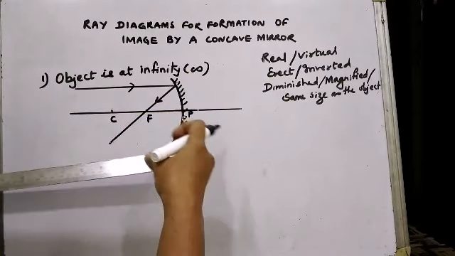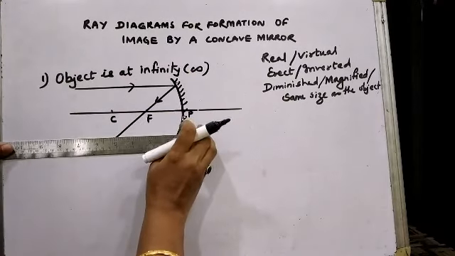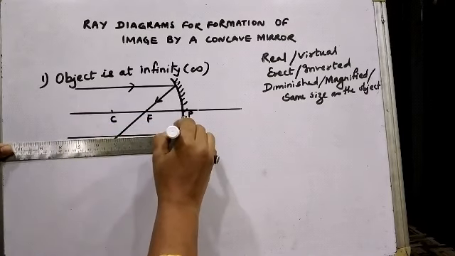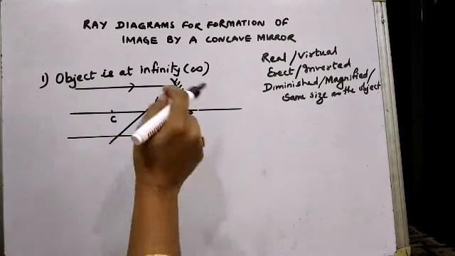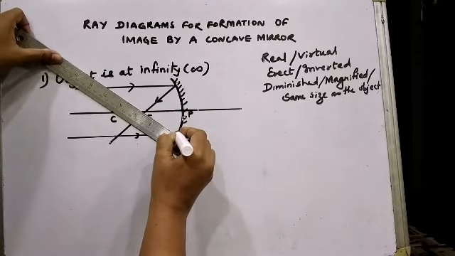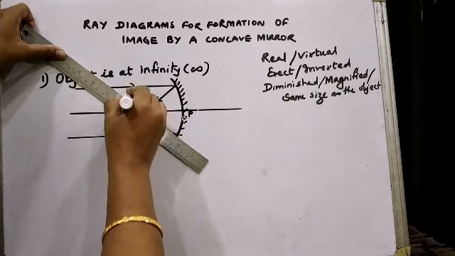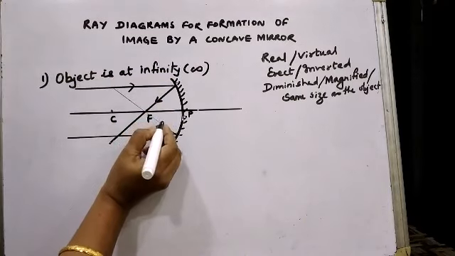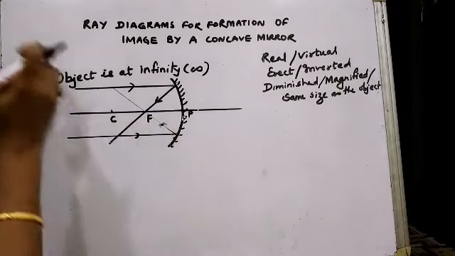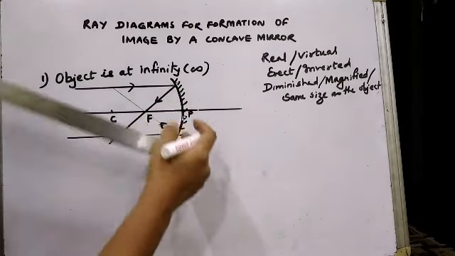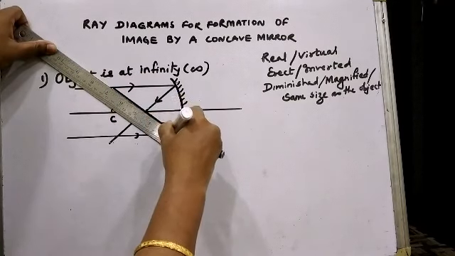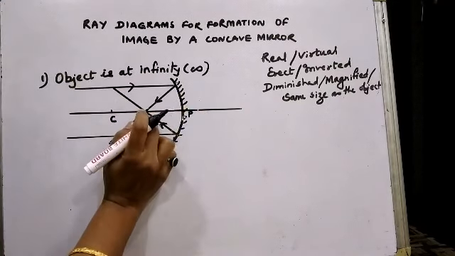I am going to show another incident ray of light which is coming from infinity, from a very far off object. It is parallel to the principal axis and it is falling on the mirror. So again, as per the law of reflection, the reflected ray will pass through the focus. Sorry, the direction of the arrow is wrong because the ray is going like this. So this is the direction of the ray of light. Whenever you are drawing ray diagrams, you need to show the arrow marks, otherwise you will lose marks.